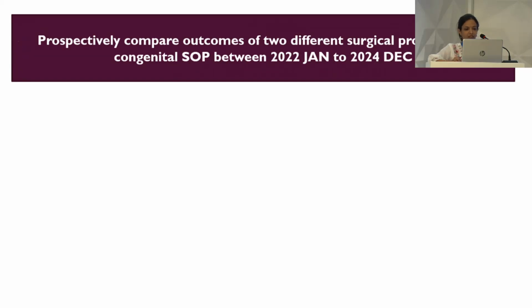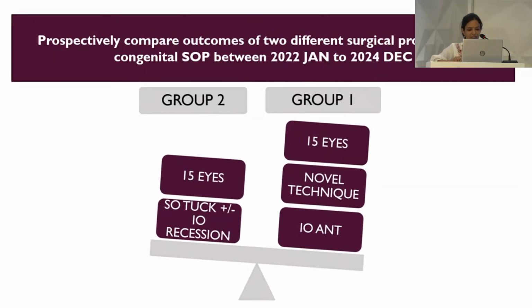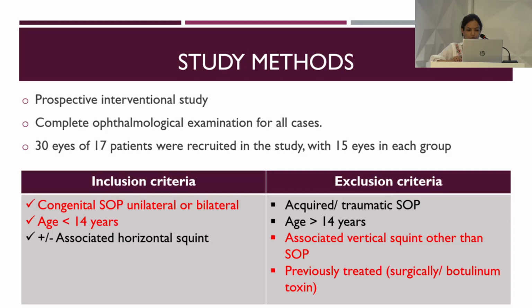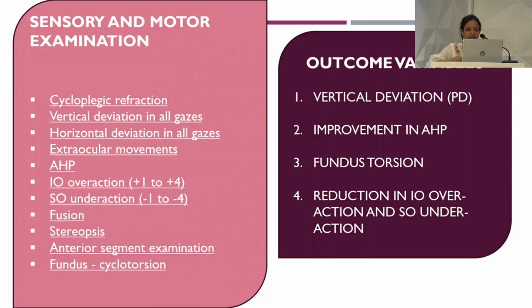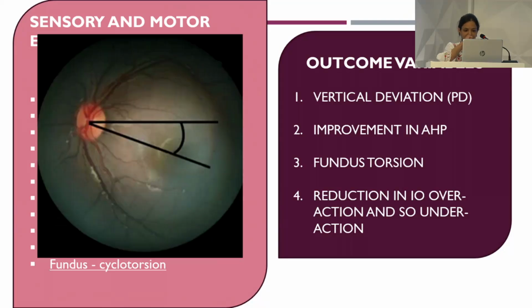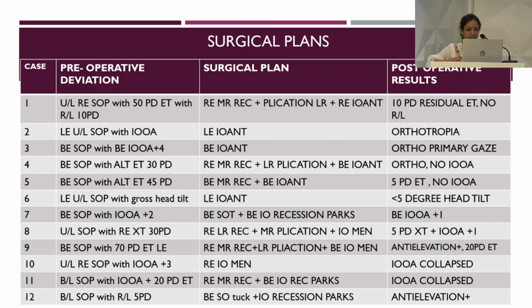So we studied outcomes between January 22 to December 24. Group 1 was the traditional IO recession with SO tuck, and Group 2 was IOANT. We included only congenital SOPs, associated or not associated with horizontal squint. We excluded all the associated vertical squint other than SOPs and previously treated SOPs also. We did a detailed squint examination, but our outcome variables were essentially vertical deviation, improvement in AHP, and fundus torsion. So this is my Excel sheet.